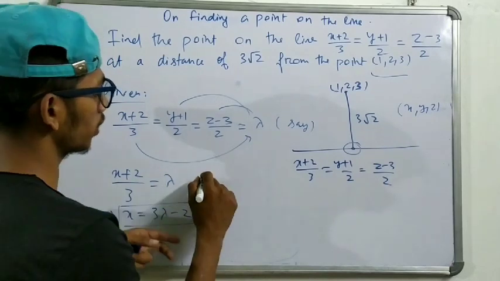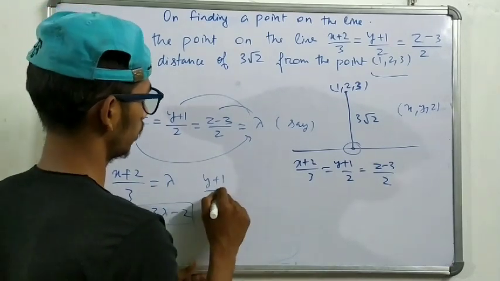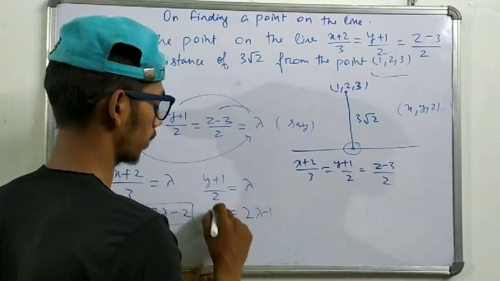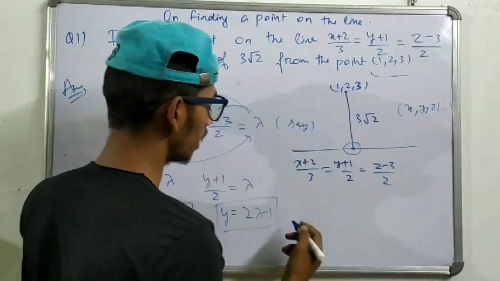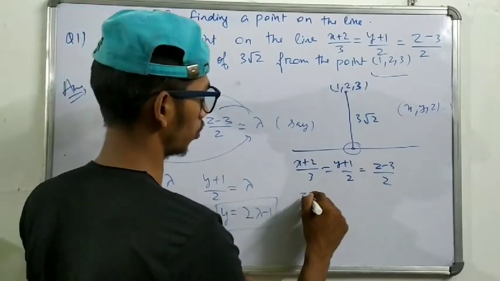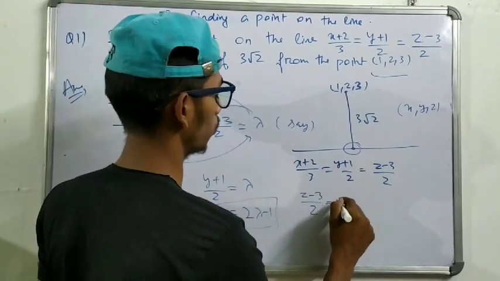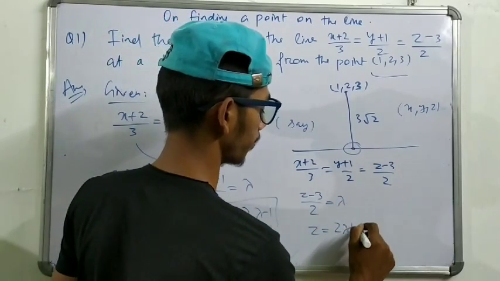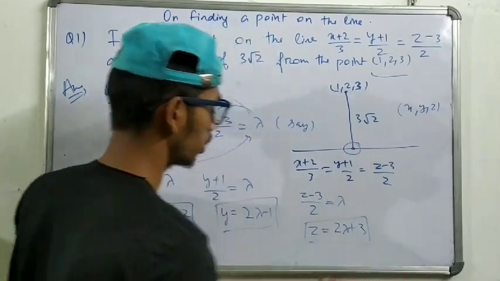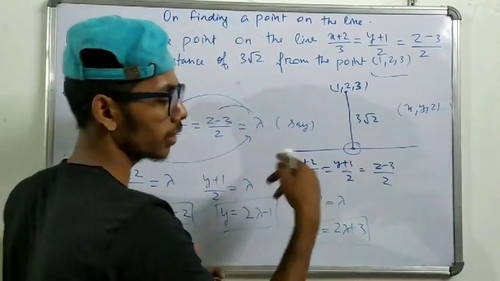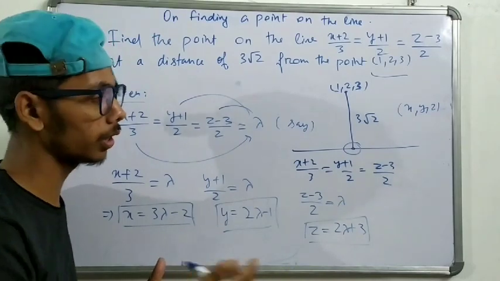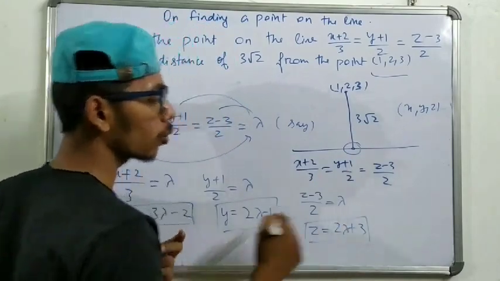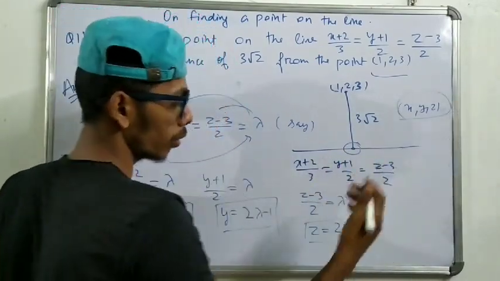Similarly we can find the value of y. Here y is equal to 2 lambda minus 1. Similarly we can find the value of z. If we compare (z minus 3) by 2 equals lambda, then z is equal to 2 lambda plus 3. Are you getting me or not? What is that arbitrary point which will lie on this line? It is x comma y comma z.